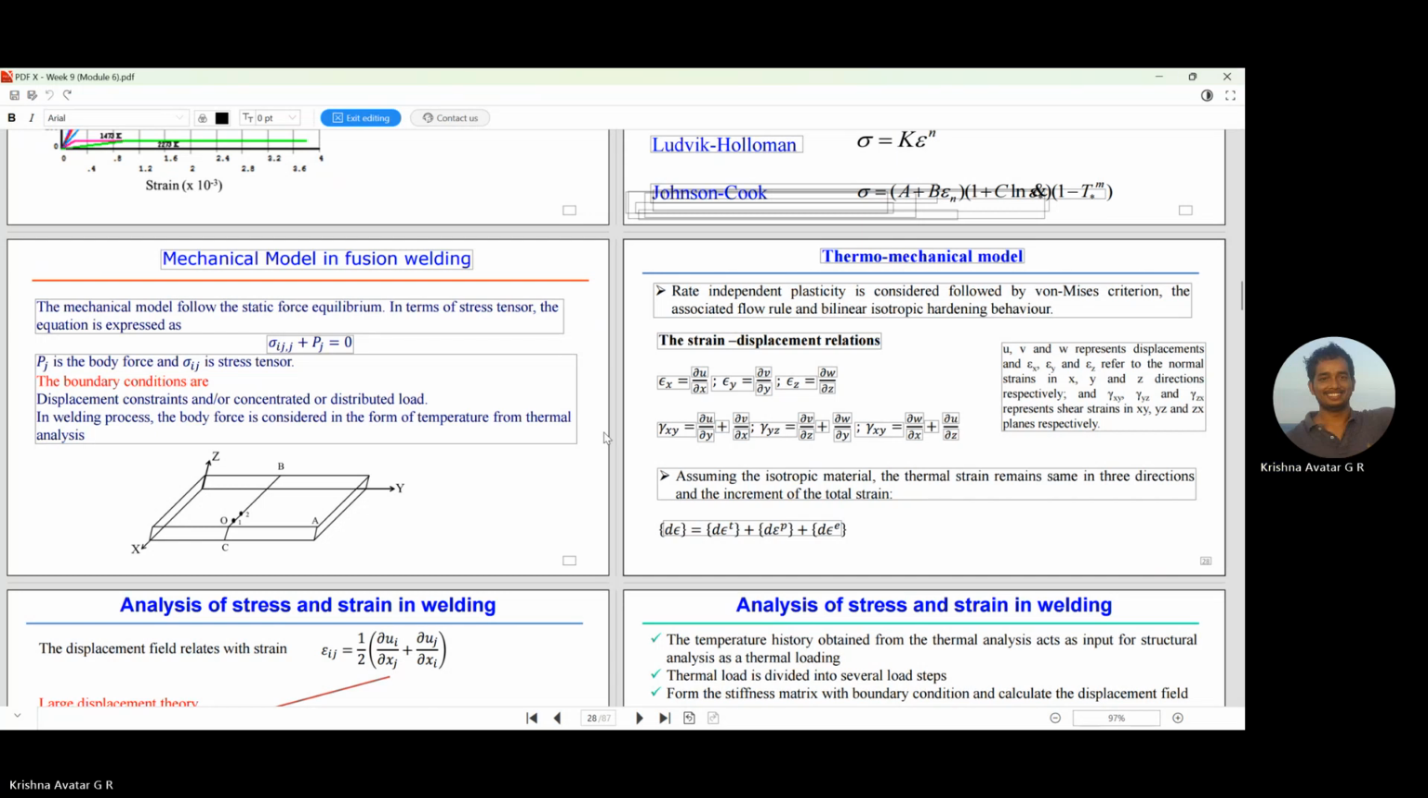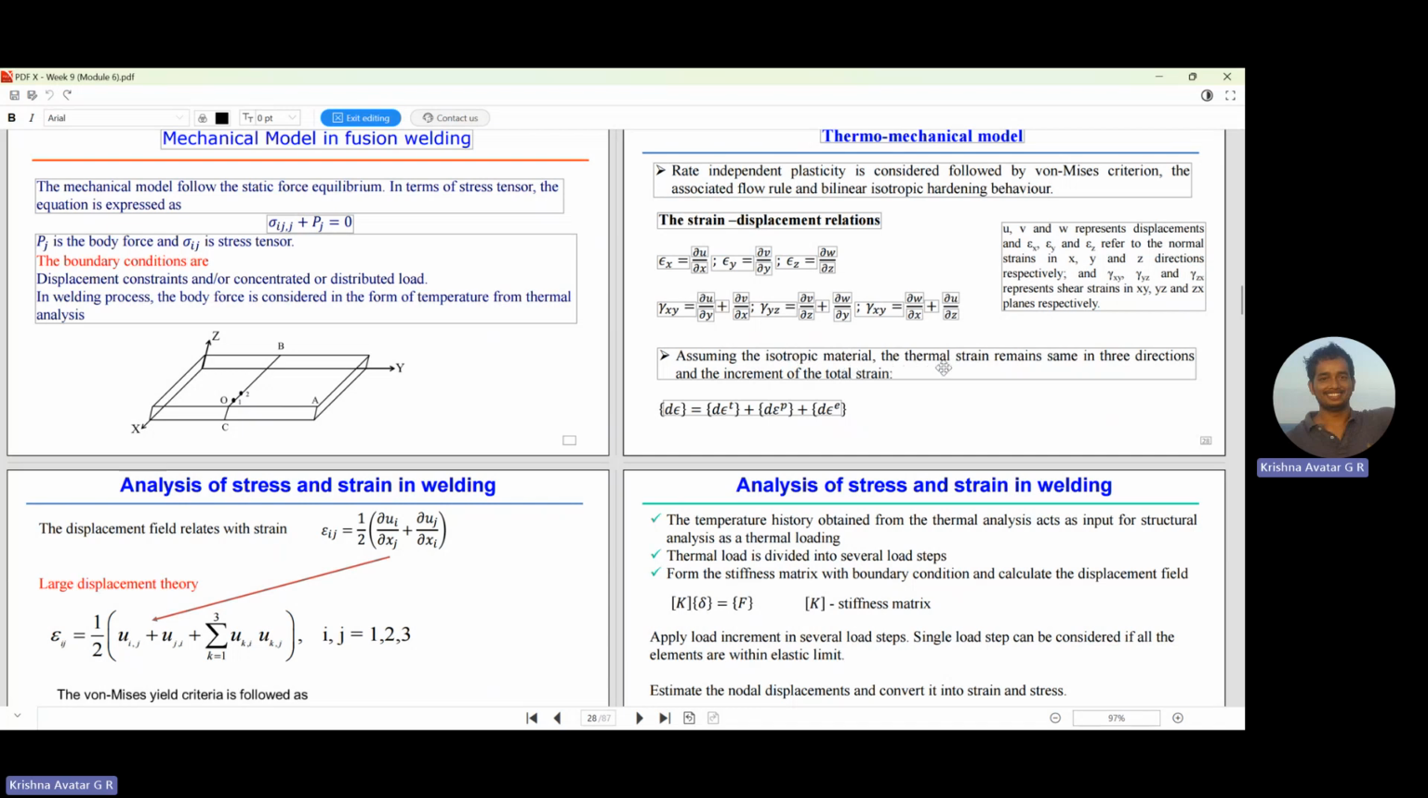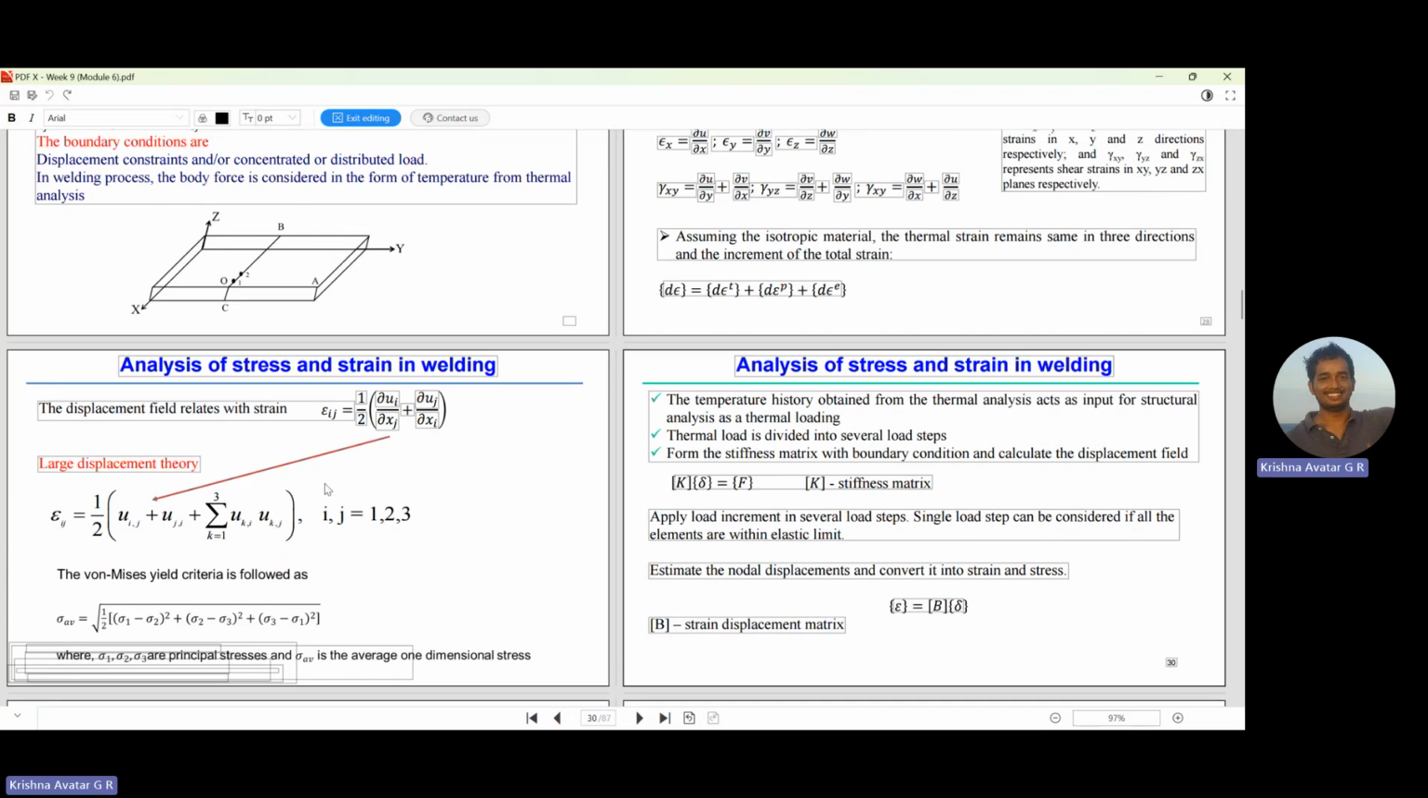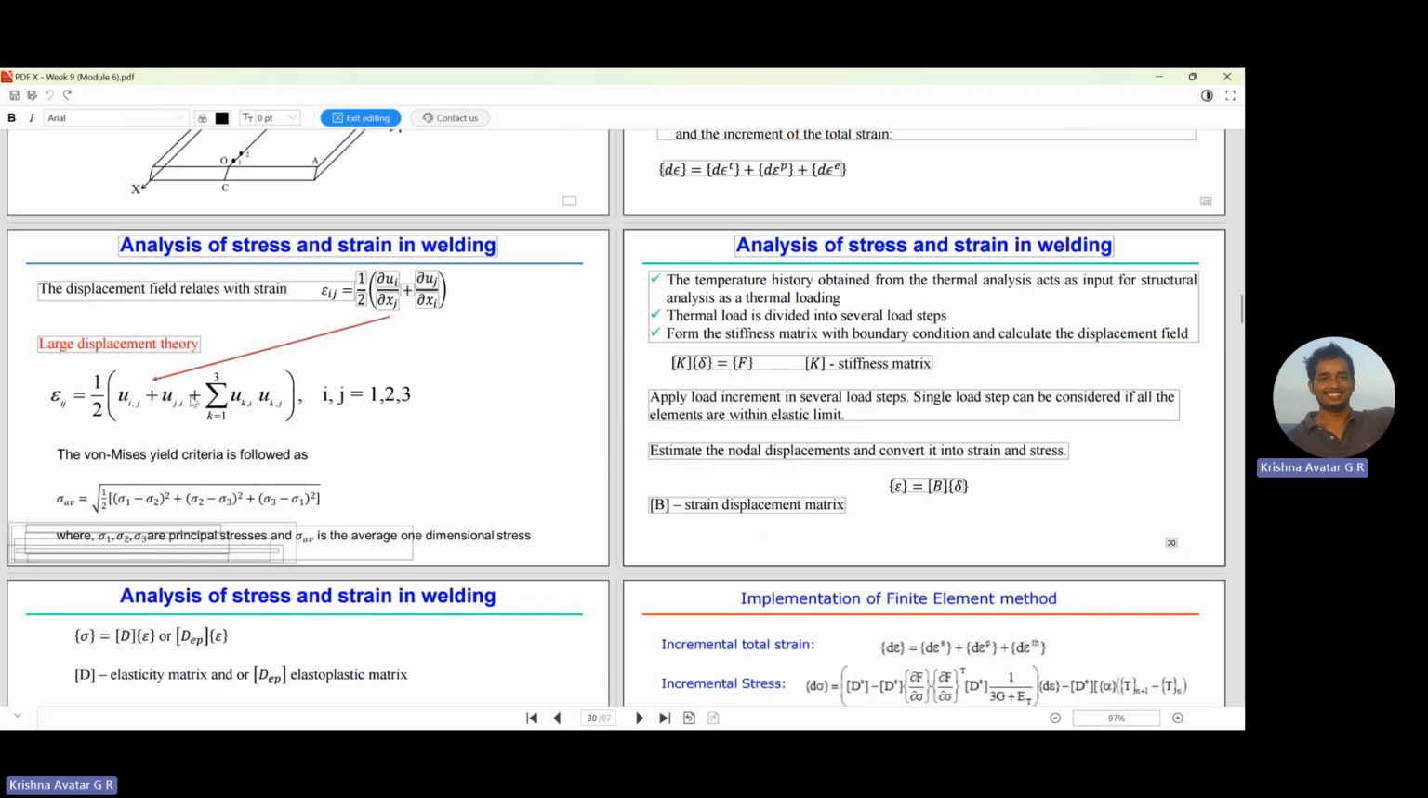And for the thermomechanical model, rate independent plasticity is considered, followed by the von Mises criterion. Then the associated flow rule and bilinear isotropic hardening behavior. We just have the basic strain displacement relations, and this I'm sure you quite well recall. Now, assuming that the material is isotropic, the thermal strain remains the same in the 3 directions, and the increment of the total strain is this. So the increment in the total strain will be the increment in thermal, plastic deformation and elastic deformation, and the displacement field relates with strain in this form. And from the large deformation theory, this is how we have, but we only take the linear part of the nonlinear strain, right?